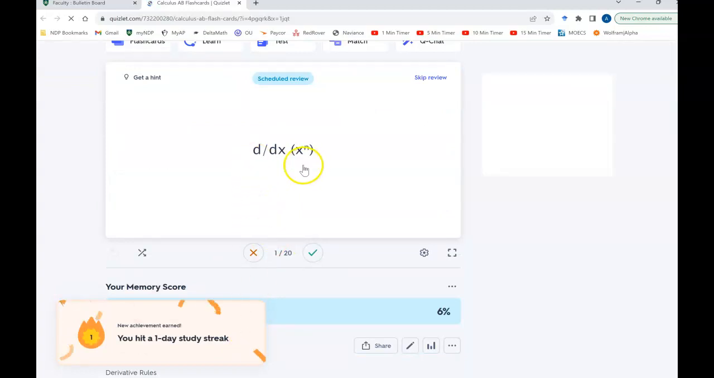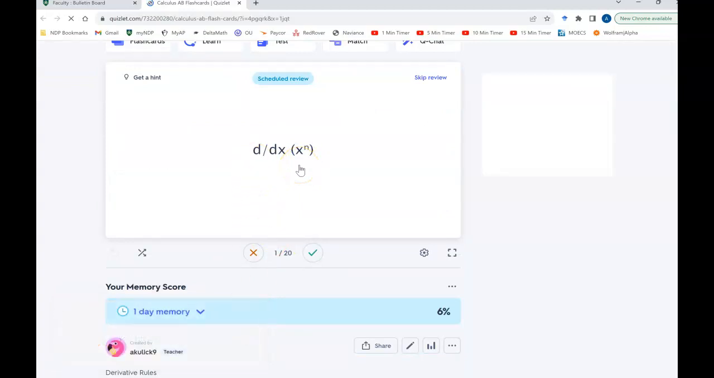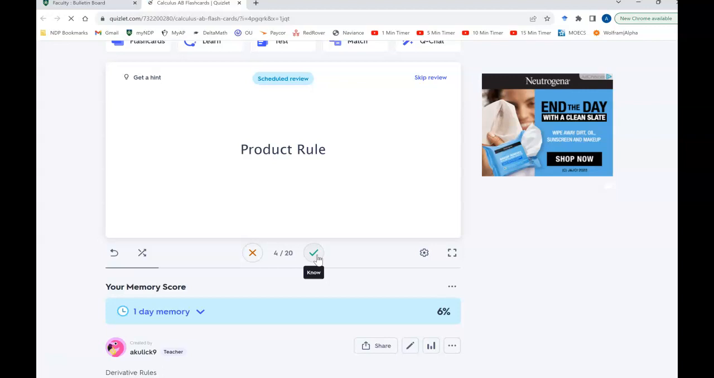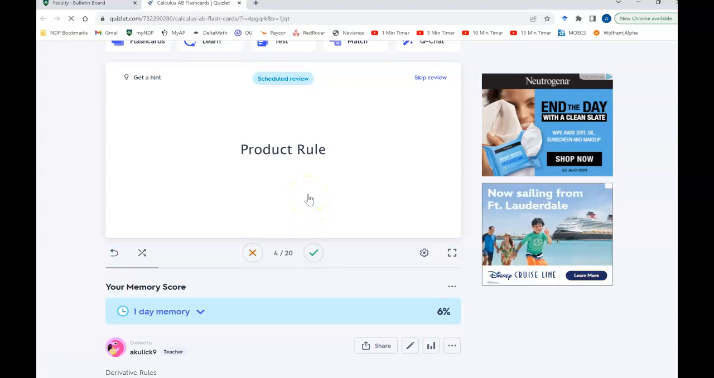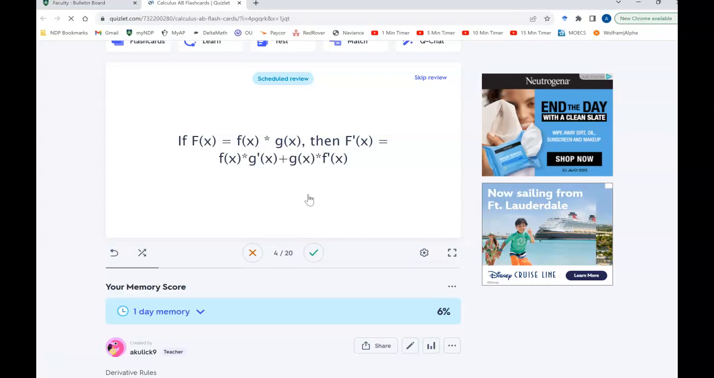This one day study, quick. What's this one? Oh, x and x minus 1. What do we do now? Okay, e to the x. A to the x, ln a. That's a tough one. Times g prime of x plus g of x times f prime of x. Yes. Teamwork.